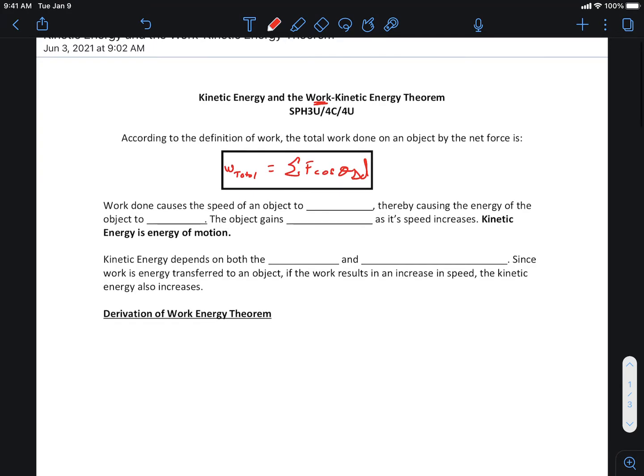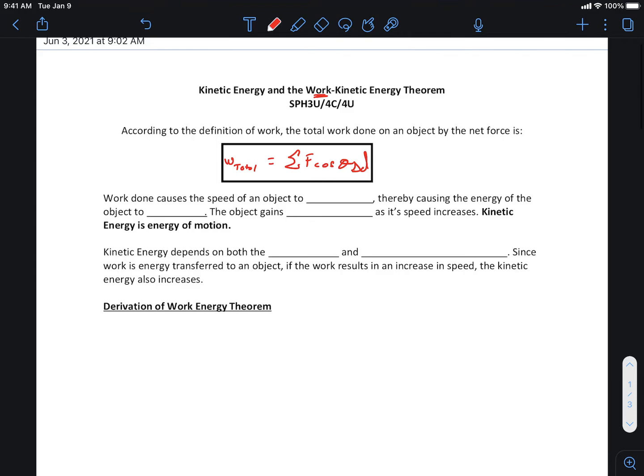Work done causes the speed of an object to increase, okay? So when we do work on an object, we're applying a force for some amount of distance or displacement. The speed of the object is going to increase in those instances, right? And so this causes the kinetic energy of the object to also increase. The object gains kinetic energy.